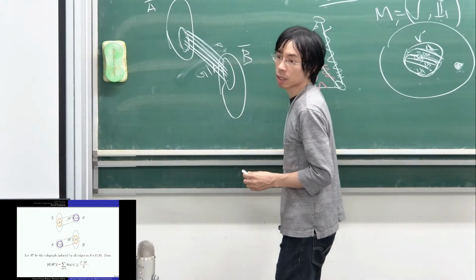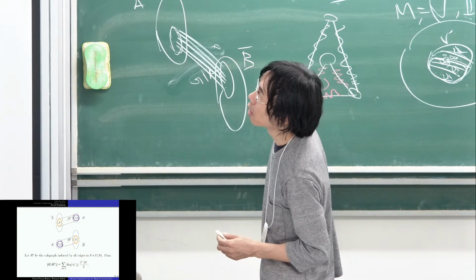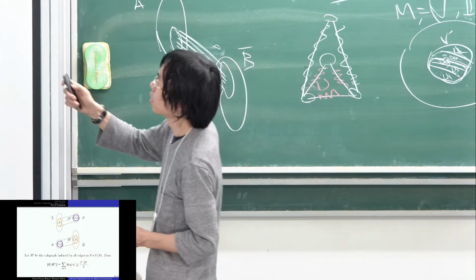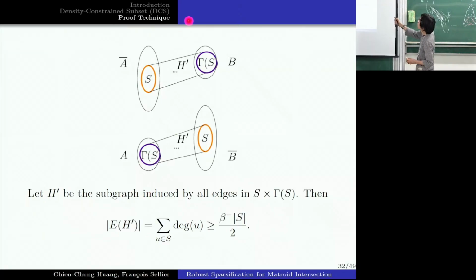I thought H prime was defined based on the neighbors of S in B, not in B bar. No? Like in the picture, yes? H prime contains the neighbors of S, which is in A bar, and the neighbors are in B, not in B bar.